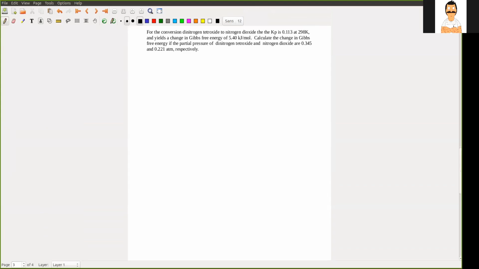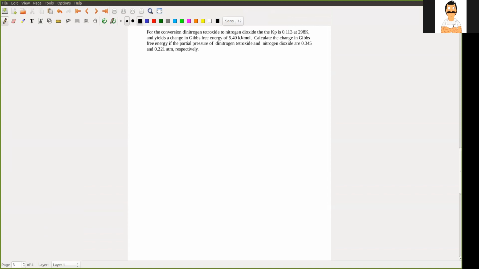And today we are looking at how to use values provided in a chemical equilibrium to solve for the change in Gibbs free energy outside of equilibrium. And we can take a look at this problem.